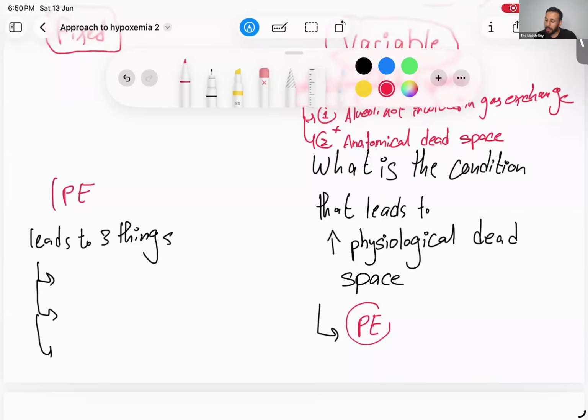Okay, and pulmonary embolism, it is very pathognomonic to have three things. He can ask you about pulmonary embolism in three ways in the topic I talked about. First, what will be the effect on the AA gradient from the pulmonary embolism? Do you remember, guys?